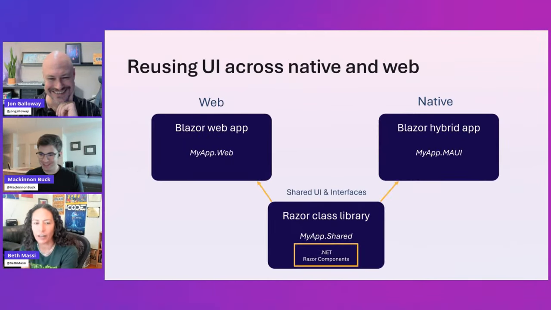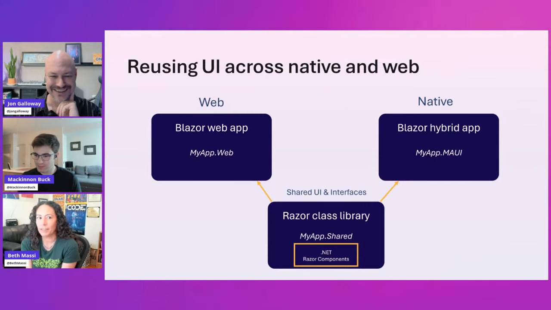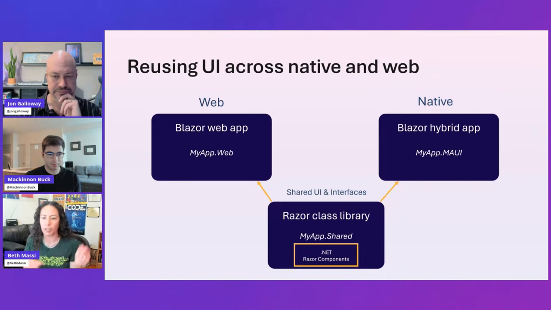All right, so today you can build Blazor apps and MAUI apps that share the same UI. It's just you have to set this up manually yourself, right? You need to create a Blazor web app. You create a MAUI hybrid app. And then you use a Razor class library and you share the UI, you create project references, you have to hook all this stuff up.